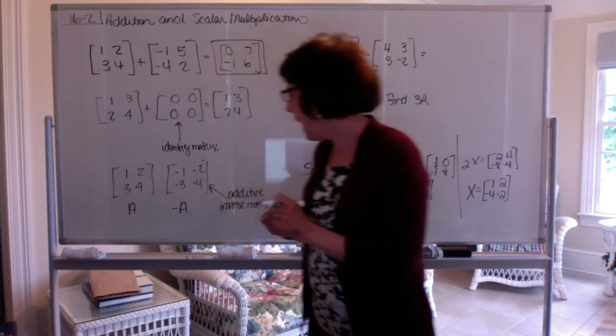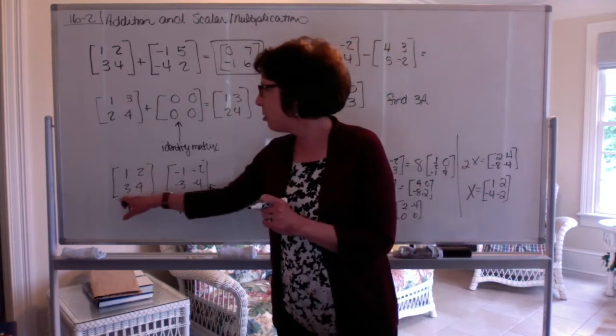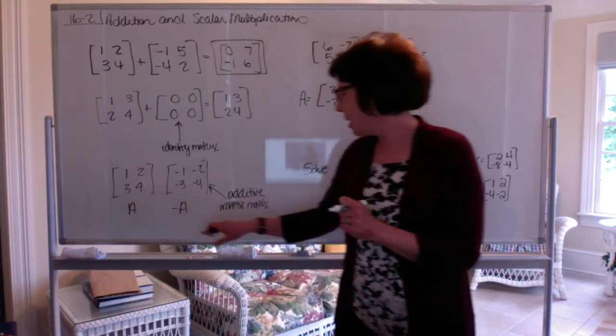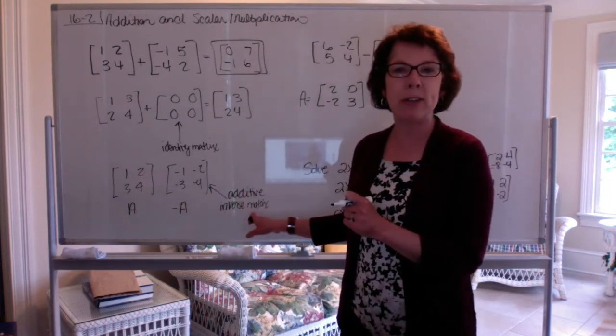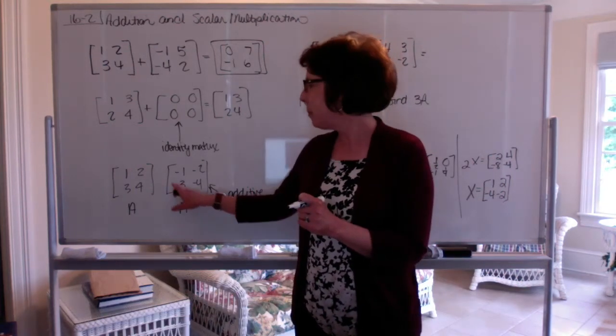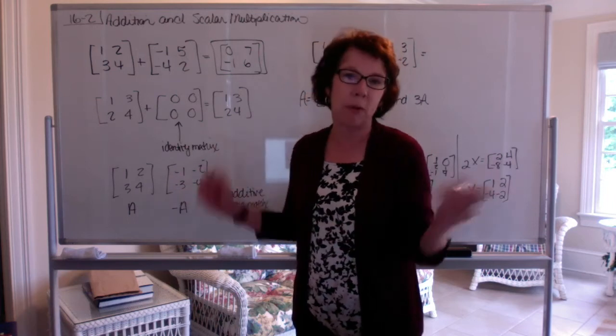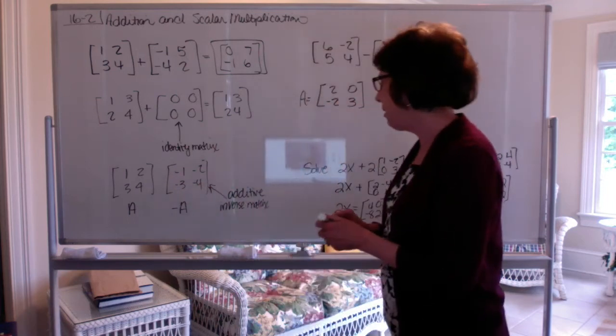Okay, now if I have matrix A, and matrix A is 1, 2, 3, 4, and I want to find the additive inverse matrix, that would be the negative of A. And it's simply, I negate all the elements. -1, -2, -3, -4. Okay? That is called the additive inverse matrix.